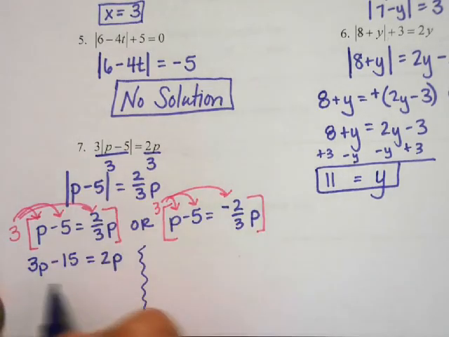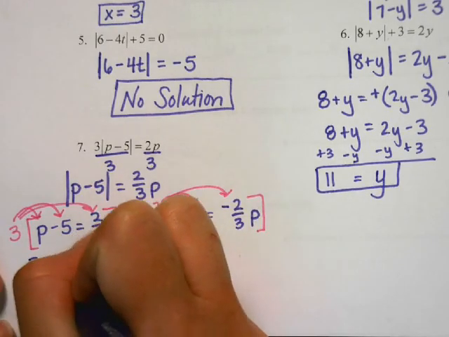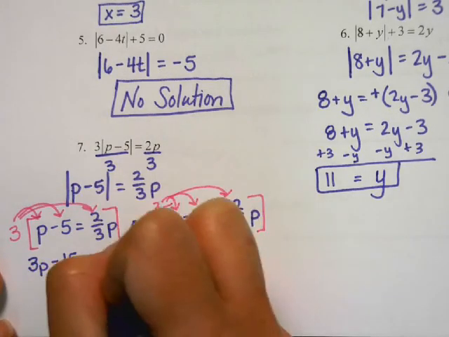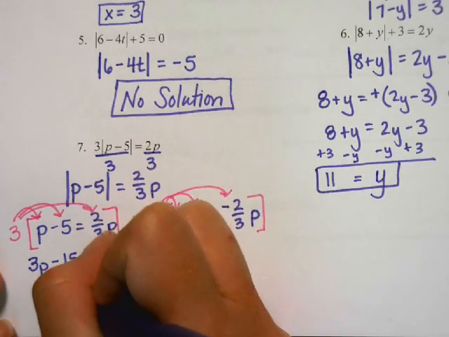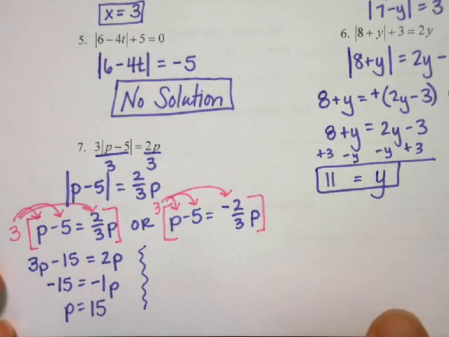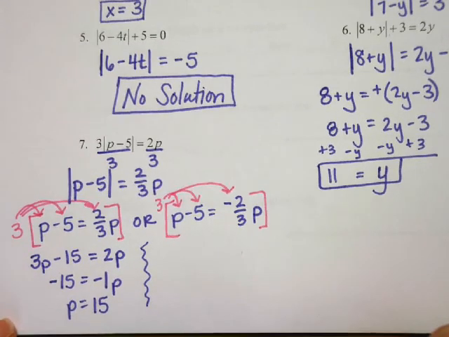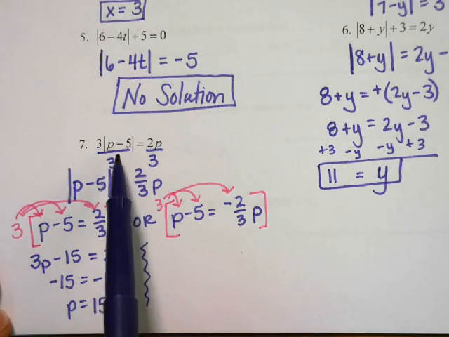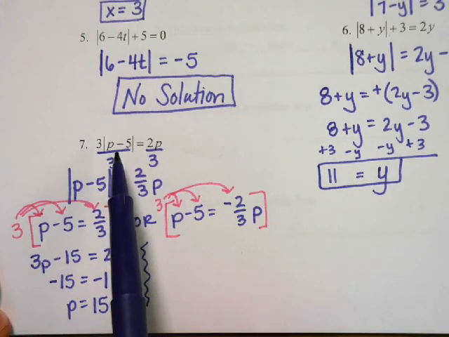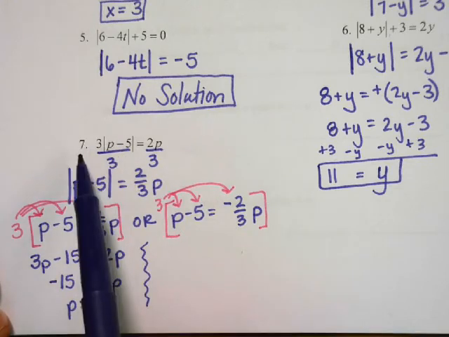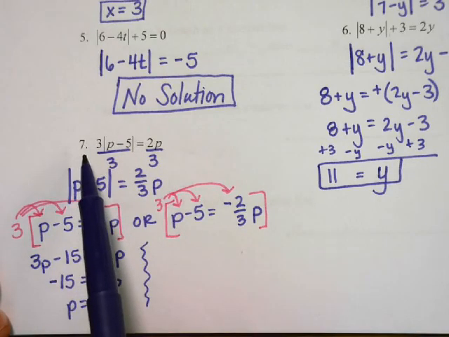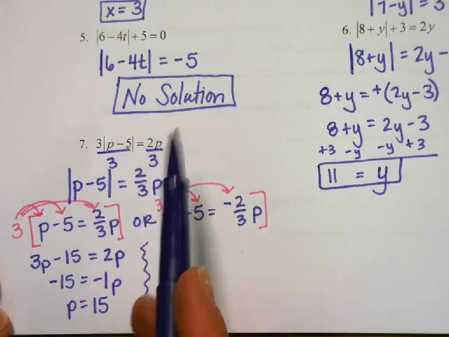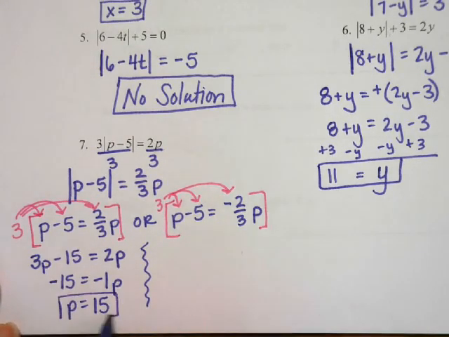Combining like terms, I'm going to subtract my p over, so 3p over, so I have negative 15 is equal to a negative 1p. So p is 15. Let's check it. 15 minus 5, 10. Absolute value of 10 is 10 times 3, 30. 2 times 15 is also 30. That guy works.